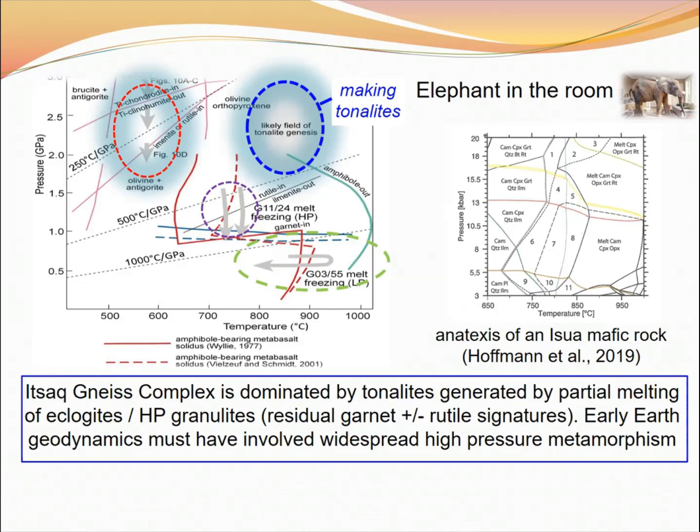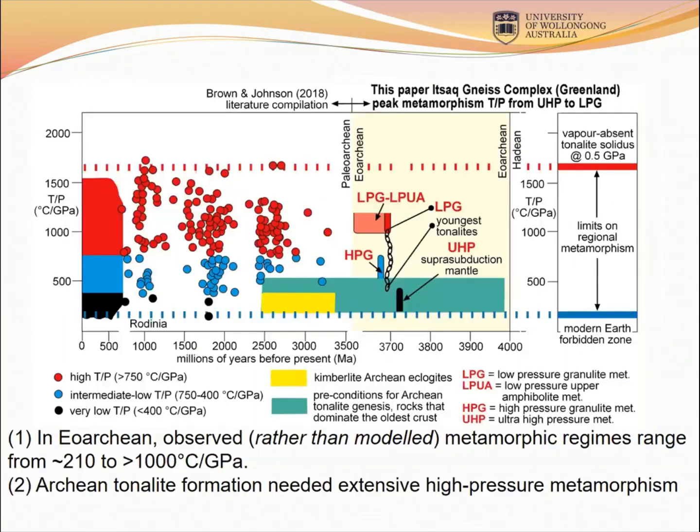But the geochemistry, particularly the trace element geochemistry, indicates that these were formed by melting of mafic rocks which have been converted to eclogites. And this is because the trace element geochemistry of these tonalites, which dominate the earliest crust, shows that they left behind a residual in the melting domain rich in garnet plus or minus rutile. Because you have evidence that most of the early crust was formed by the melting of eclogites, then early Earth geodynamics must have involved widespread high pressure metamorphism.